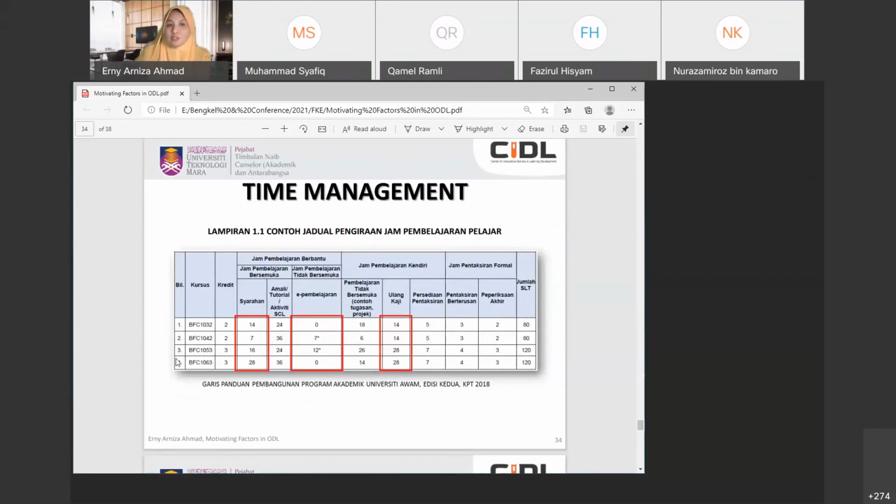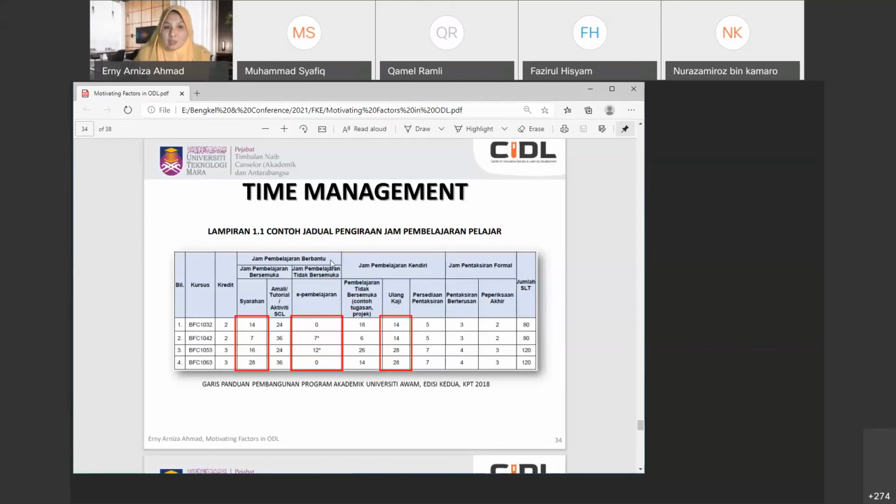Okay, right. Contohnya, you ambil 4 subjek. So yang ni first one 2 jam kredit, dan 3 jam kredit. So maksud dia untuk first subjek ni, student learning time dia 80 jam satu semester. Kalau kata 3 jam kredit ni maksudnya 120 jam. So untuk satu semester, untuk 4 subjek ni, you campurlah semua ni. So 240 campur dengan 160, lebih kurang dalam 400 jam satu semester. Itu lebih kurang lah kot.